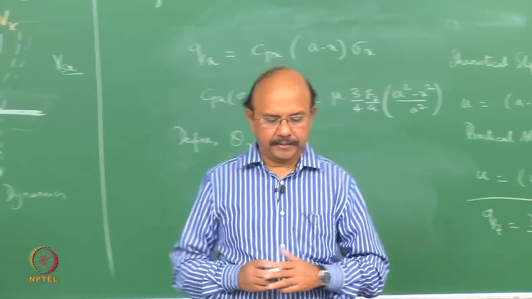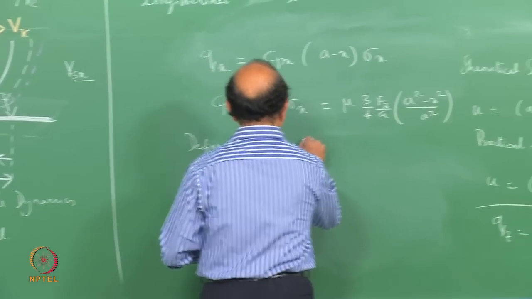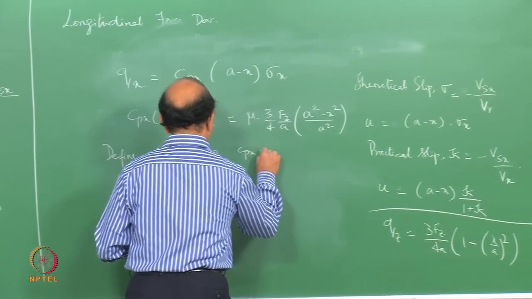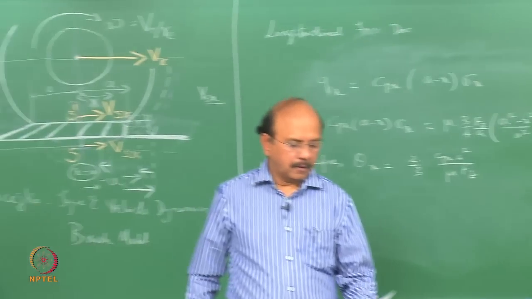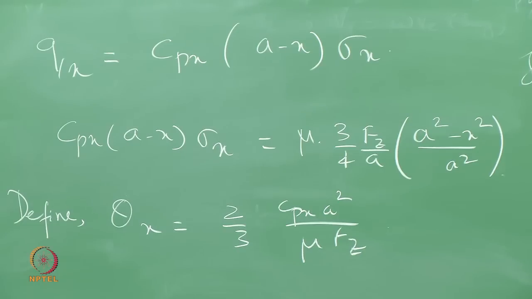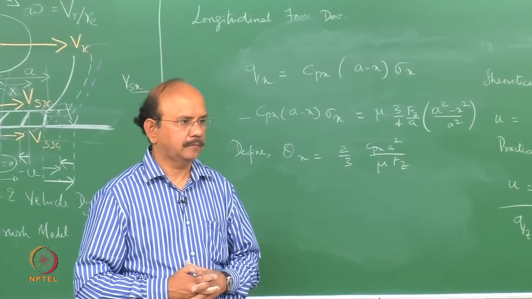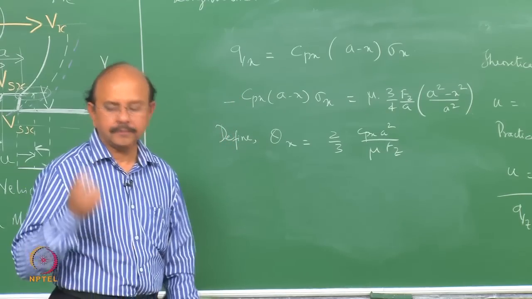Let's define theta x to be 2 by 3. Let me just write that carefully: 2 by 3 Cpx a squared over mu into FZ. Okay, let me simplify this expression now. Can you do that? Write a minus a squared minus a x squared into a plus x into a minus x. Substitute for theta and get me a value of the relationship between theta and sigma x.